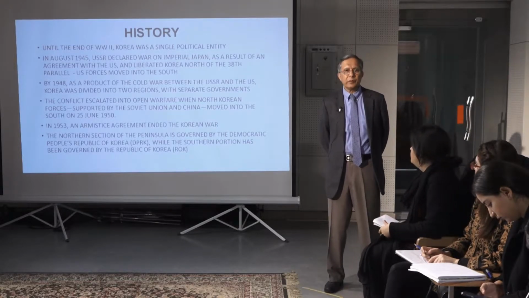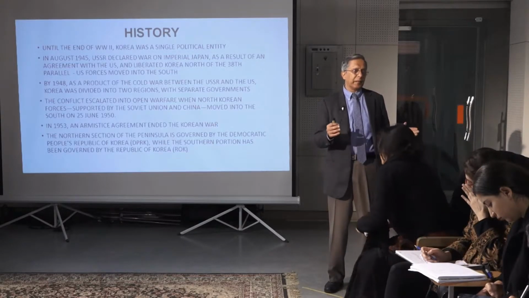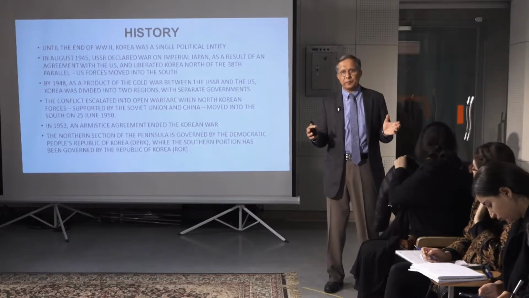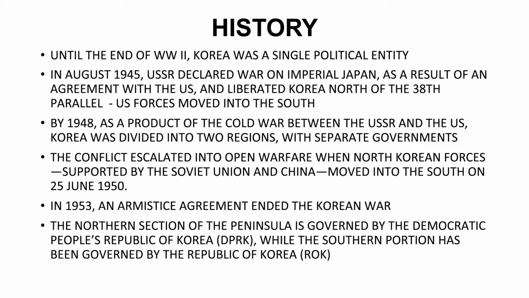After the Cold War or during the Cold War, the US and the Soviets divided the world into their spheres of influence, okay? The conflict escalated into open warfare when North Korea forces supported by the Soviet Union and China moved into the south on 25th of June 1950. Main support came from China. In 1953, an armistice agreement ended the Korean War.